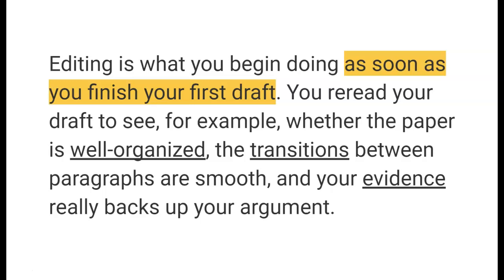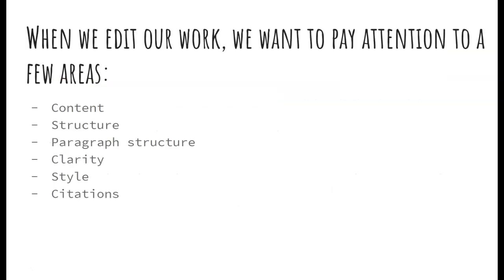So you reread your draft to see whether the paper is well organized, if it has transitions between paragraphs, and to make sure that the evidence really backs up your argument. So this is where we can go back in and say, did I really say what I wanted to say? Did I say the same thing that I thought I was going to say when I started, or has it changed somewhere along the way? When we edit our work, we want to pay attention to a few areas: content, structure, paragraph structure, clarity, style, and citations. So we're going to talk a little bit about tips that you can use in your own writing in each of these areas.